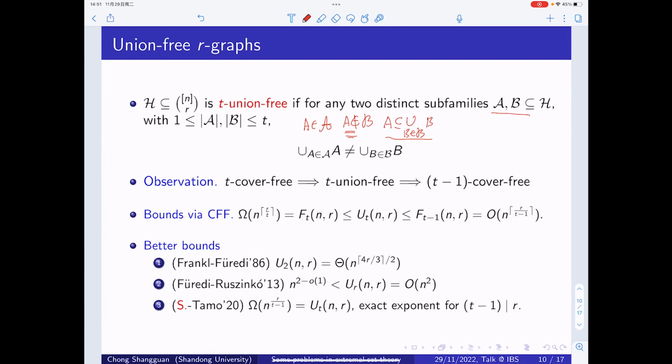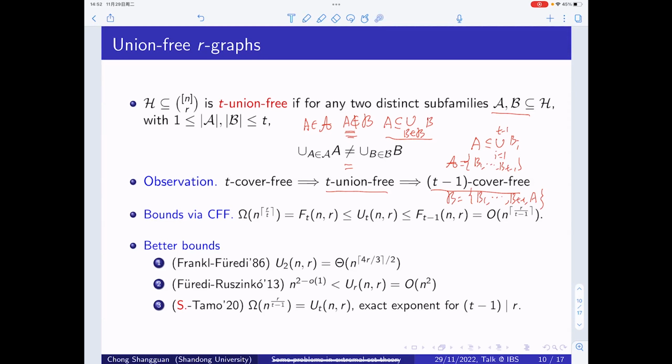Similarly, one can show that if a graph is T union-free, then it must be (T minus 1) cover-free. Otherwise, if A belongs to the union of, say, B_i for i from 1 to T minus 1, then for the two families, A equal to {B1, ..., B_{T-1}} and B equal to {B1, ..., B_{T-1}, A}, these are distinct subfamilies, each containing at most T edges, and we would have equality here. So this contradicts the assumption of T union-free.